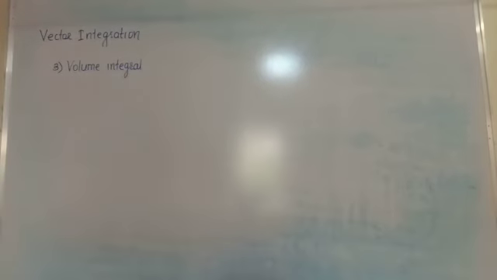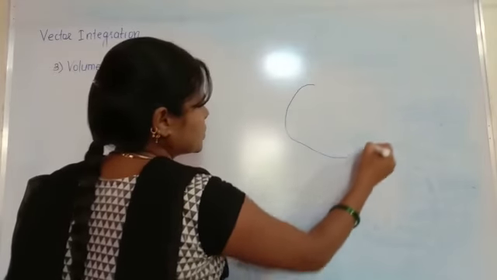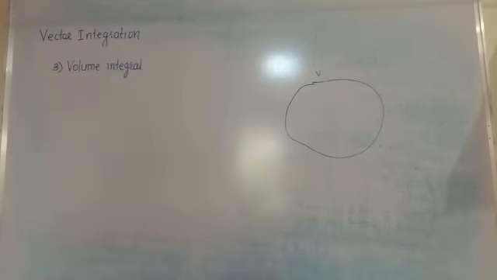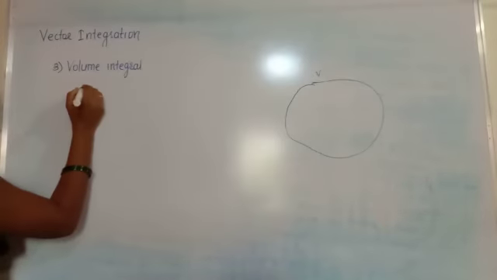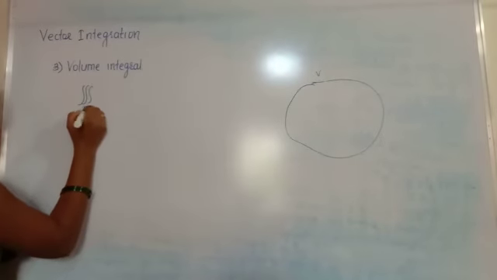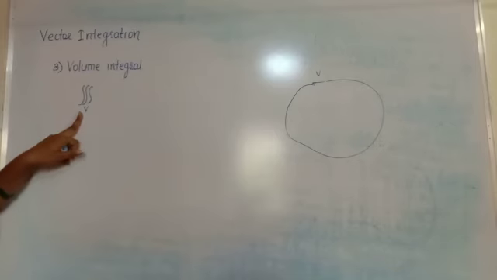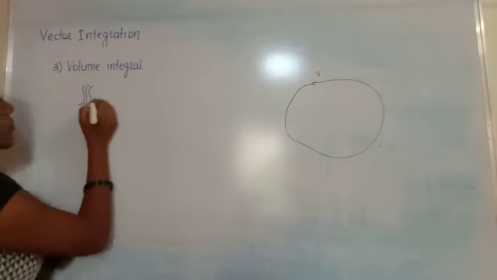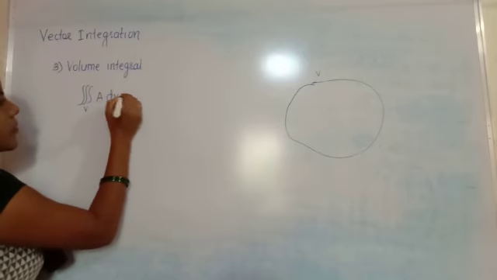Let us consider a closed surface in space. This is the closed surface enclosing a volume V, existing in three dimensions. If A is the vector function inside it, then the integral can be written with three integration signs. This is the volume integral because it exists in three-dimensional space, that's why there are three integral signs: the integral of A dot dv.